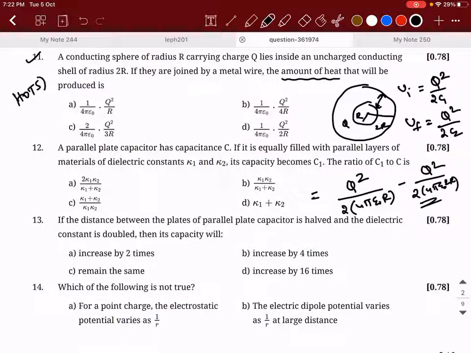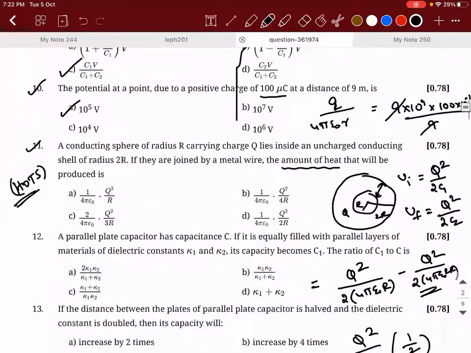I would rather say this is a higher order thinking skill question. Sir, we are finding the work done, right? Like V final minus V initial. Basically, you're calculating the difference in potential energy. That's it. Sir, what is the answer, sir? So Q square divided by 8 pi epsilon naught R will be common. 1 minus half, 1 by 2. Is there 1 by 16 something? This B. B is the answer.